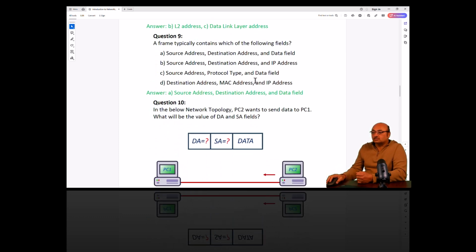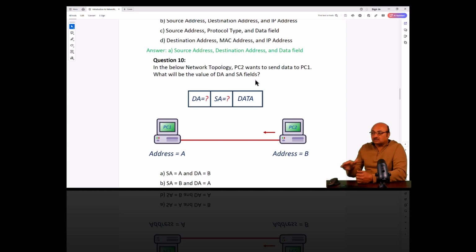Moving on to question number 10. In fact, in questions 10 and 11, the concept that I am trying to quiz you on, so that you can absorb it, is: what fields are inspected by the receiving side? And what does it do after receiving and checking the DA field? It will either accept it or drop it. So let's go over questions 10 and 11.